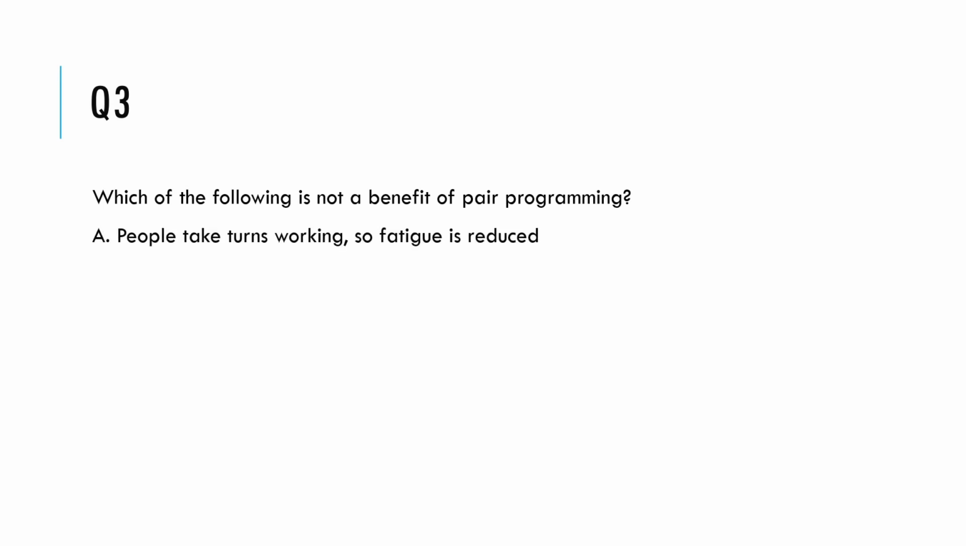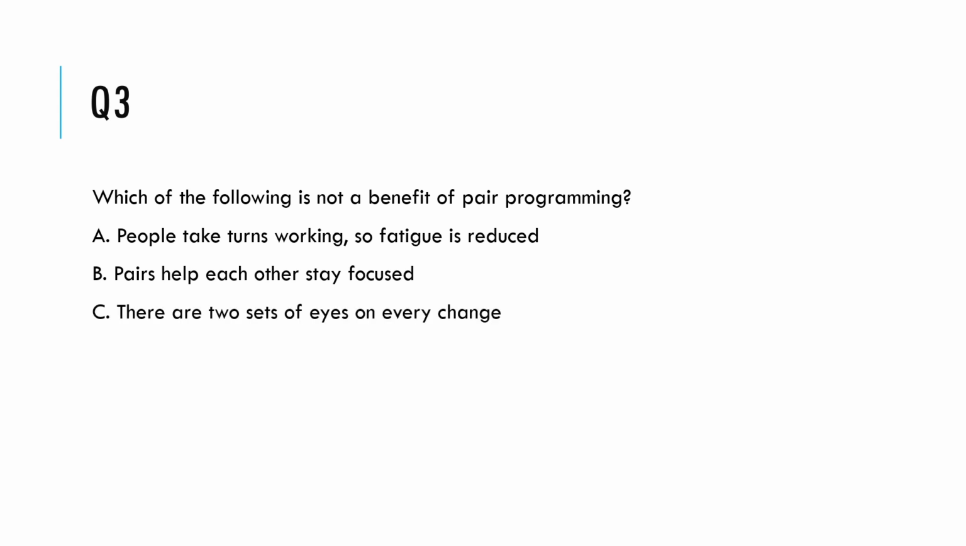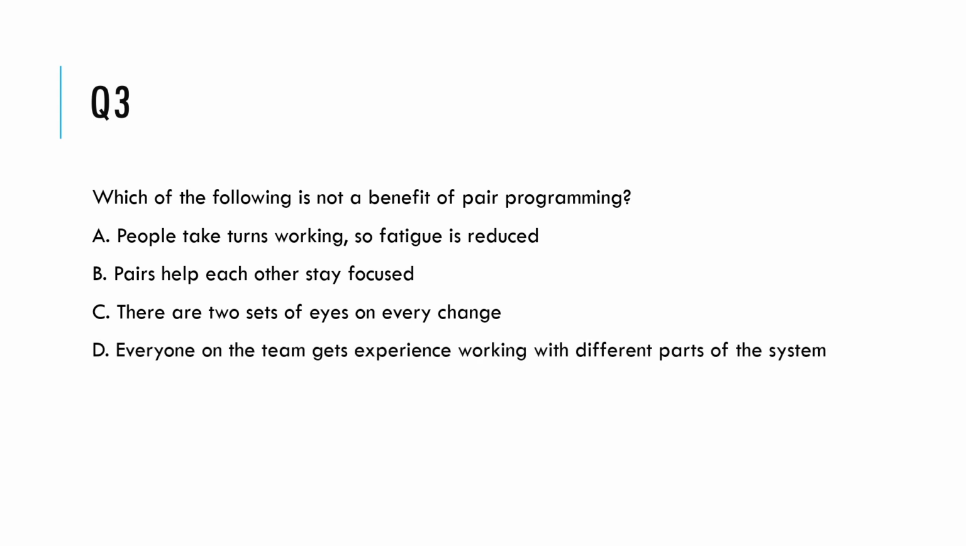All right, let's move on to question number three. Which of the following is not a benefit of pair programming? A, people take turns working, so fatigue is reduced. B, pairs help each other stay focused. C, there are two sets of eyes on every change. D, everyone on the team gets experience working with different parts of the system.